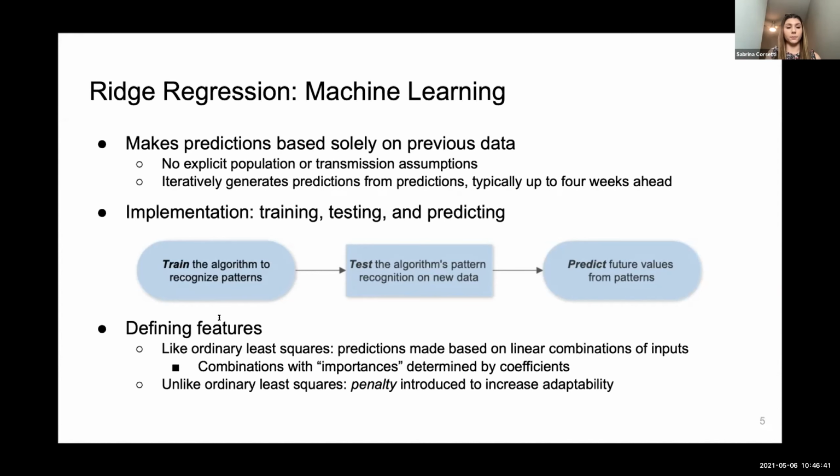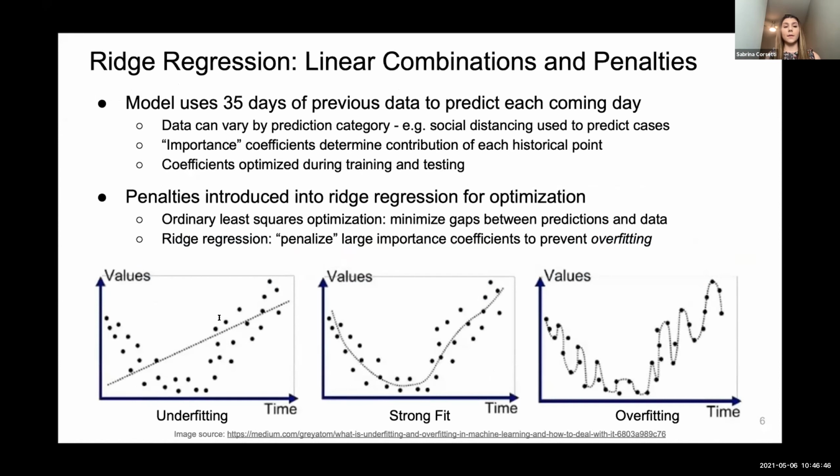A bit more on these linear combinations and penalties. At the moment, our model uses 35 days worth of previous data to predict each coming day. And the data that we use to make our predictions can vary based on what we're predicting. So for example, we can use social distancing as a factor in predicting cases. And the importances assigned to each historical point determine how much each point contributes to future predictions. And these importances, or coefficients, are optimized during the training and testing process.